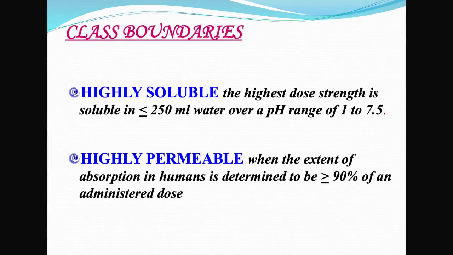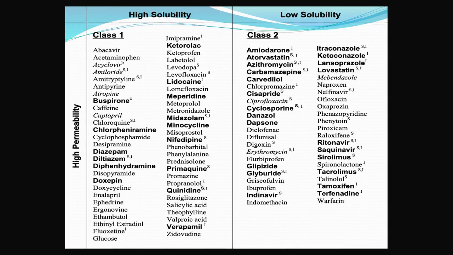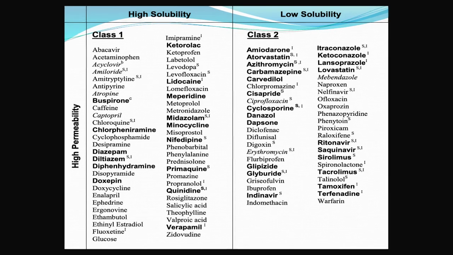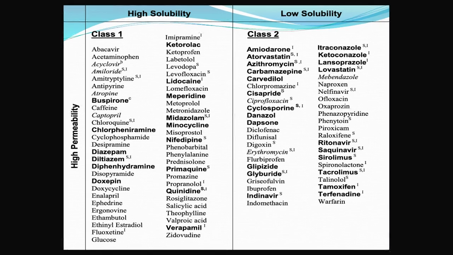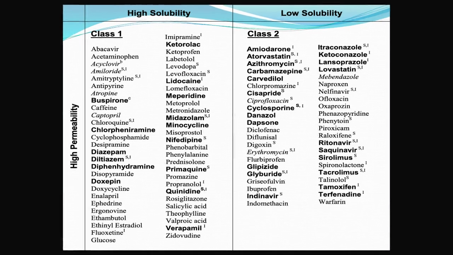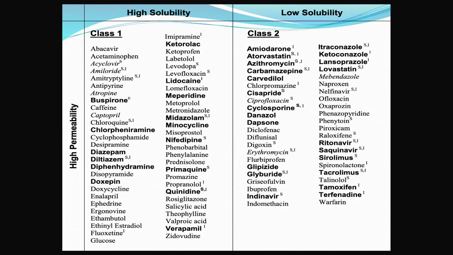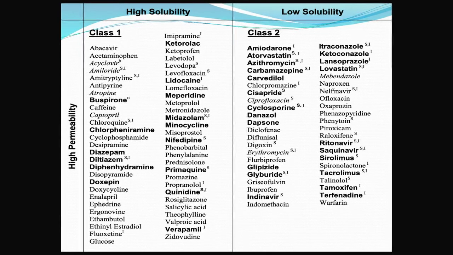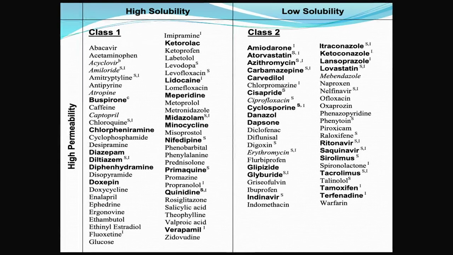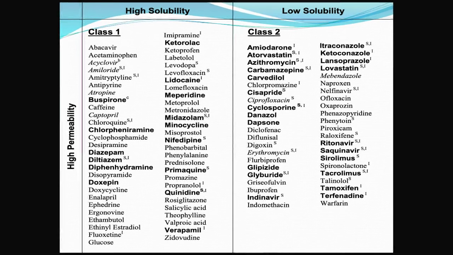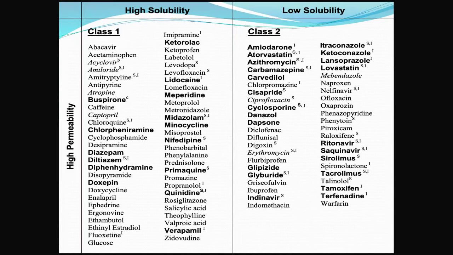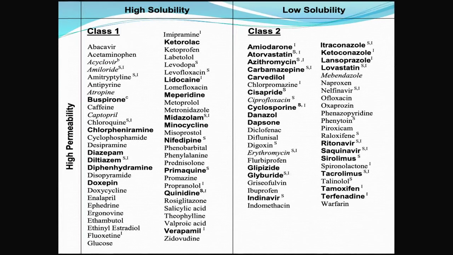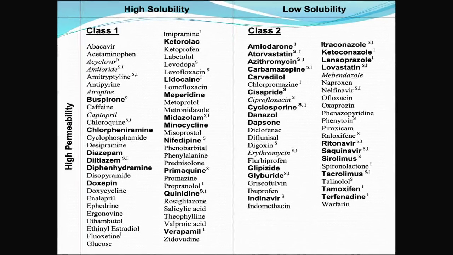Analyze the upper hemisphere of our Biopharmaceutics Classification matrix, where every molecule listed shares the kinetic advantage of high transmembrane permeability. In Class 1, compounds like caffeine and verapamil exist in a thermodynamic ideal, where high solubility ensures they dissolve rapidly in the 250 milliliter gastrointestinal volume, while simultaneously penetrating the lipid bilayer with at least 90% efficiency.